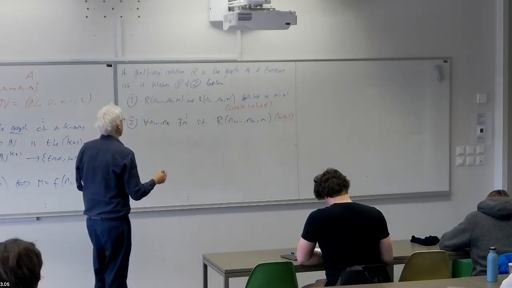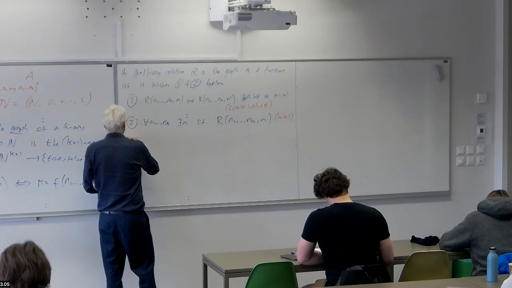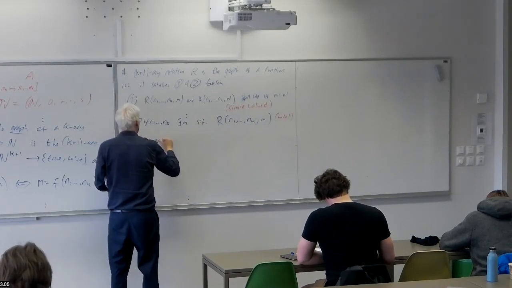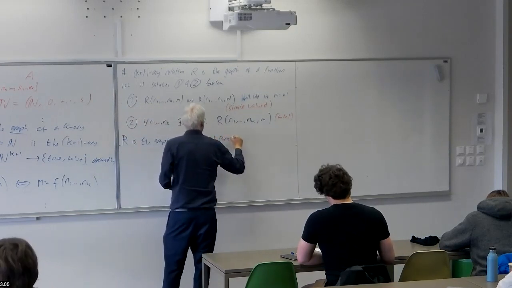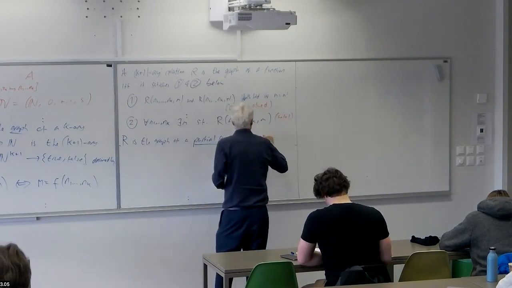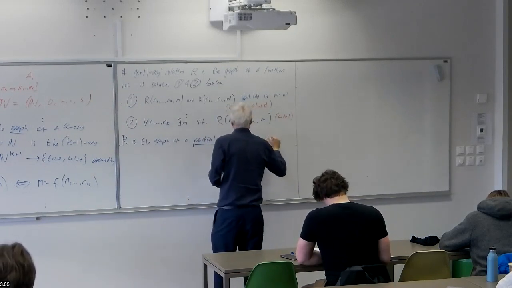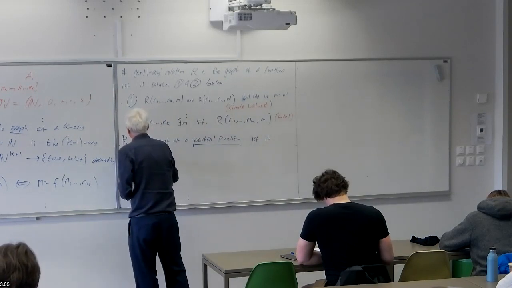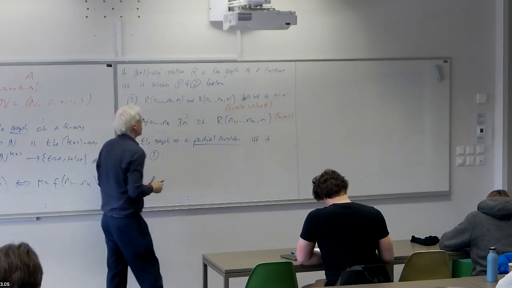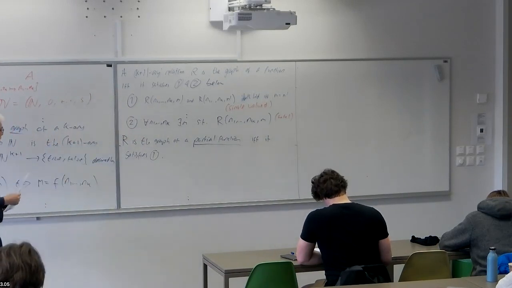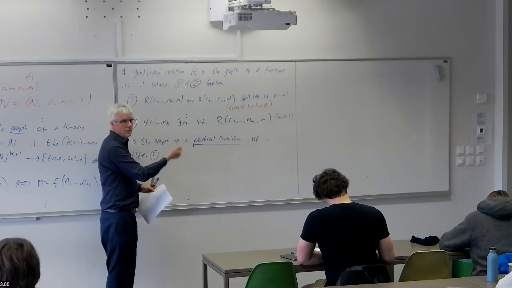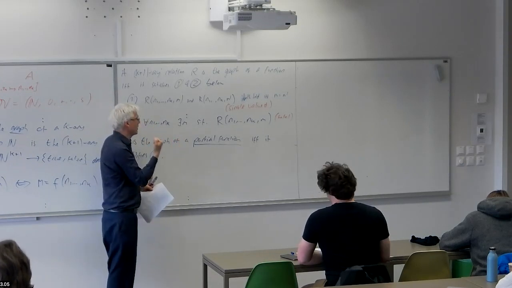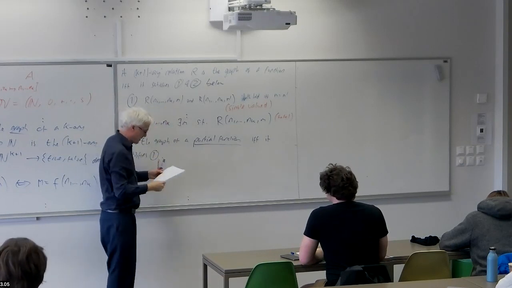And R is the graph of a partial function if and only if it satisfies what? Just what? So I wanted to mention this because partial functions are going to play a role later, and the partial function is like a function. It's single valued, but it need not be defined on all k tuples of numbers.